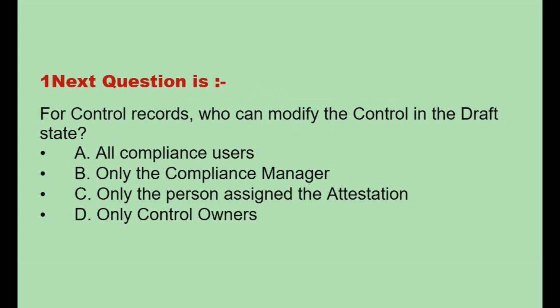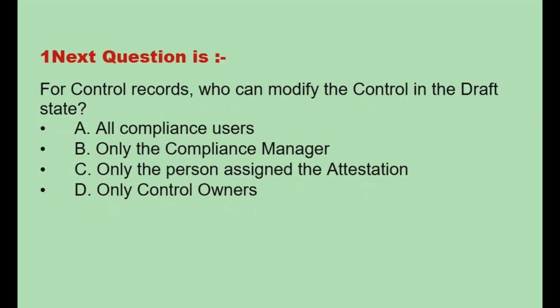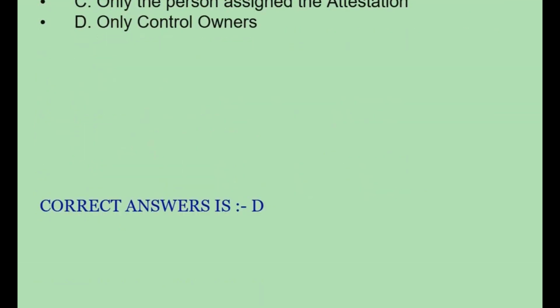Question is for control records, who can modify the control in the draft state? Option A, all compliance users. Option B, only the compliance manager. Option C, only the person assigned the attestation. Option D, only control owners. Correct answer is option D.